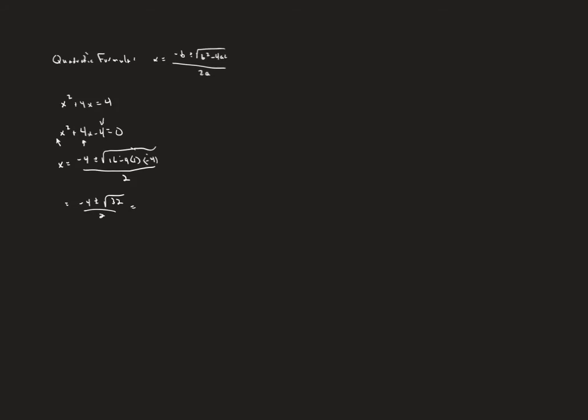And we can break down the square root of 32. You can do it in a couple steps, or if you recognize that 32 is 16 times 2, that speeds the process up. That's going to become negative 4 plus or minus 4 square root of 2, all over 2. Then we can separate that fraction into negative 4 over 2 plus or minus 4 square root of 2 over 2. Now we can see that this will reduce, and our final answer will be negative 2 plus or minus 2 square root of 2.